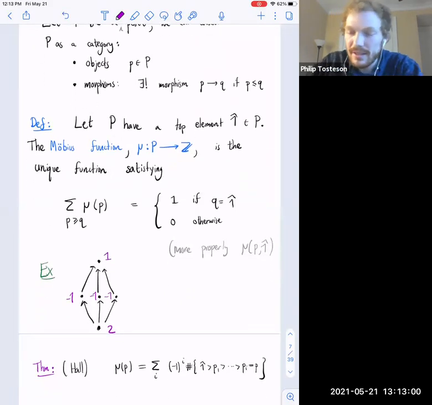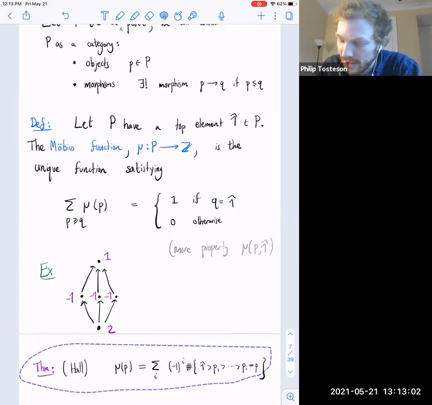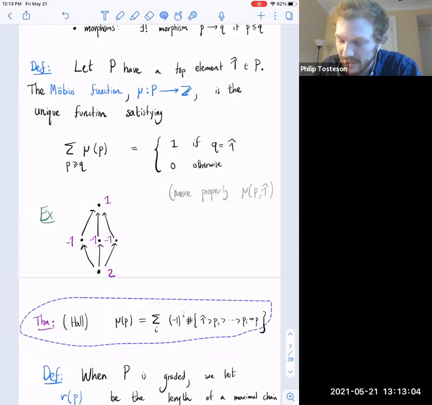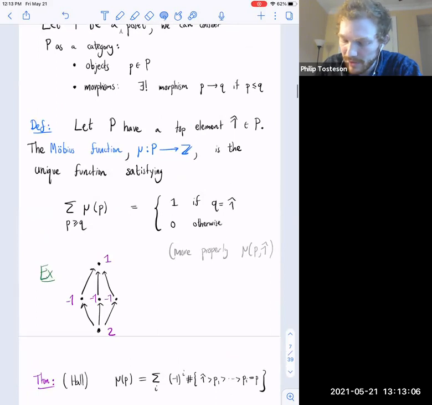And there's this nice theorem due to Hall, which gives a formula for the Mobius function as an alternating sum over the number of chains. So I don't need to define it by this property. I can also just write it as the alternating sum of the number of length i chains in the poset.